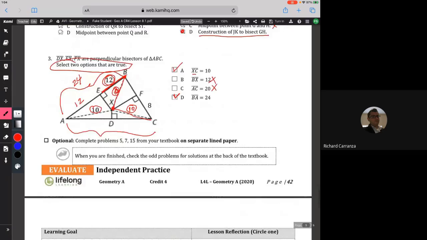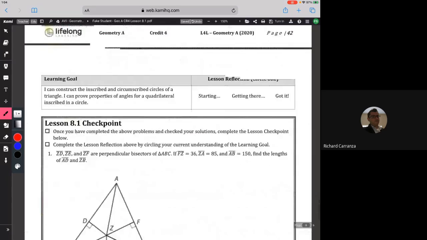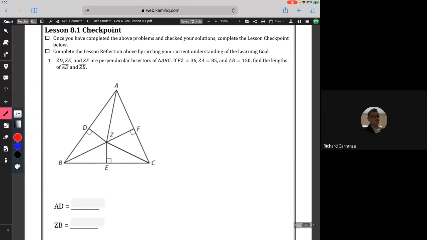All right. So only these 2 should be checked. Something similar to those is going to be this one. Let's see what they want in here. When you're given a problem like this, start off by writing down everything that they give you. So in this case, FZ is 36, so I'm going to put the 36 in FZ. ZA is 85, so I'm going to put 85 here. And AB is 150. So that means this whole thing is 150. All right, so then I want to find out what AD is.